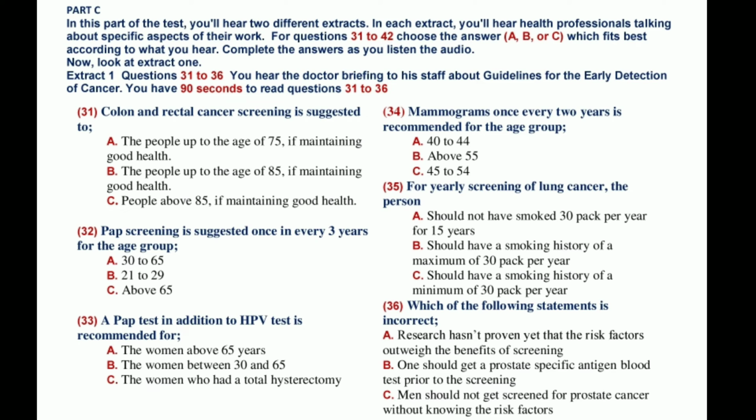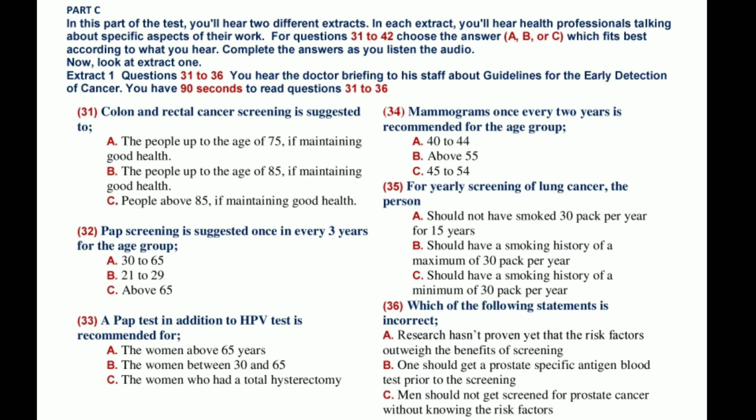Guidelines for the early detection of cancer. I am going to explain to you the guidelines for screening different types of cancers. These screening tests are suggested to detect cancer before the patient develops any symptoms. Colon and rectal cancer and polyps. Starting regular screening at the age of 45 is suggested for people at average risk of colorectal cancer.